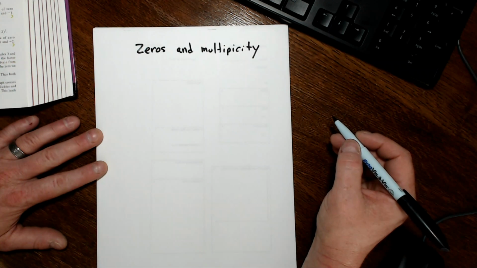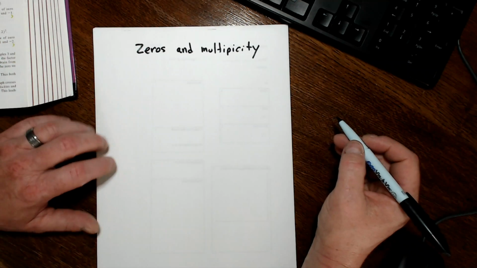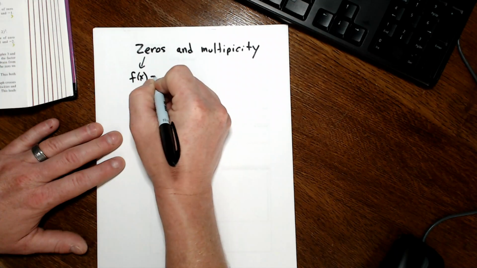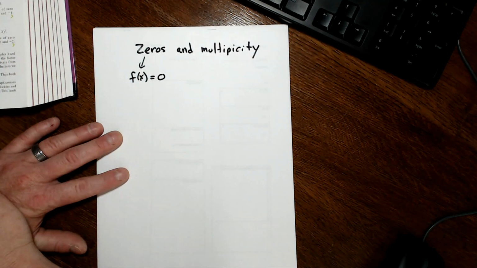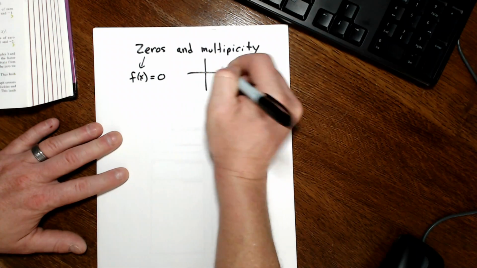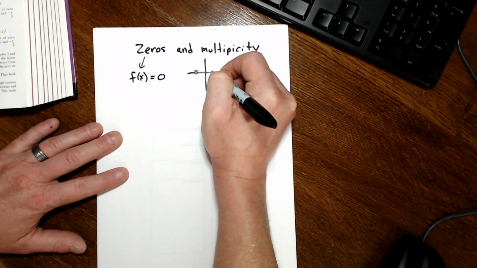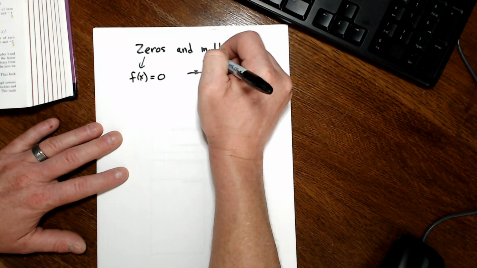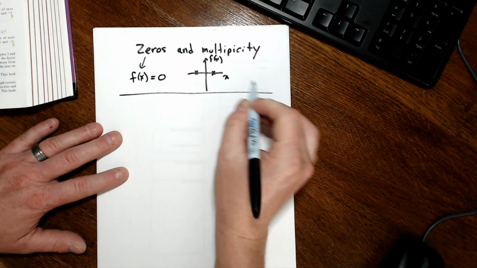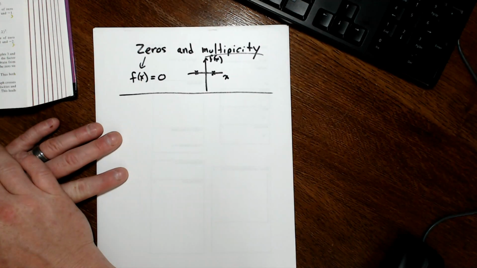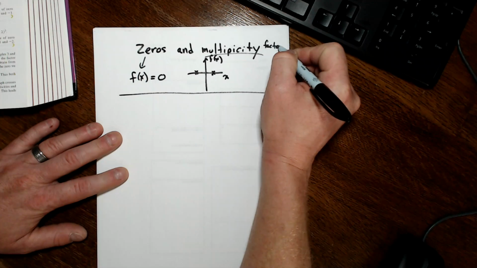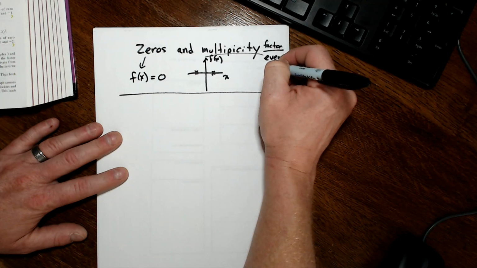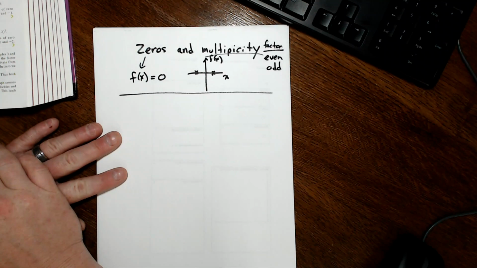In this video, we're going to talk about zeros and multiplicity. A zero is where your polynomial function is equal to 0, meaning that when you have a graph, it's the points of the function that are on the x-axis. Multiplicity means how many times that you have the factor. And we're either going to look at even multiplicity or an odd multiplicity.